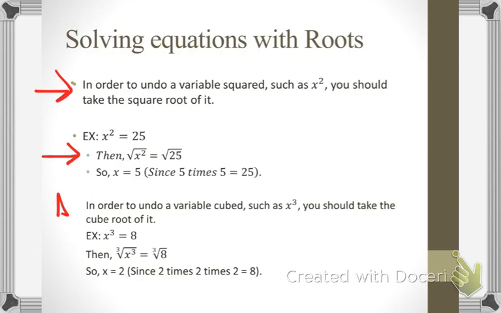Okay, looking down here, in order to undo a variable cubed, such as x cubed, you should take the cube root of it. So I've got, for example, x cubed equals 8. Taking the cube root, notice my little 3 that's right there. The cube root of x cubed equals the cube root of 8. That radical sign and the exponent of 3 cancel each other out. So I'm looking at what times itself 3 times gives me 8. 2 times 2 times 2 gives me 8. So my answer is x equals 2.